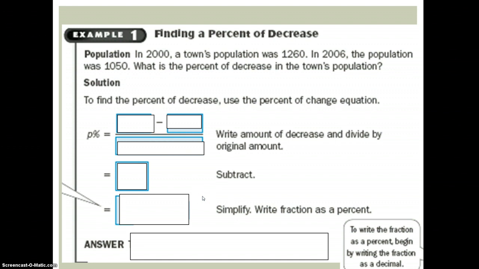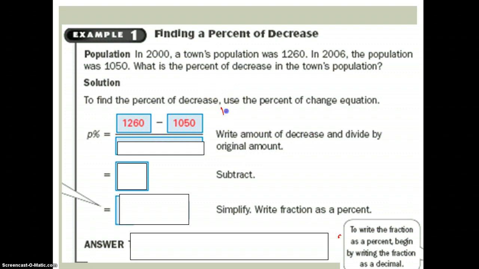Example 1. Find a percent of decrease. In 2000, a town's population was 1,260. In 2006, the population was 1,050. What is the percent of decrease in the town's population? We need to find the amount of decrease. So we take 1,260 and subtract 1,050.